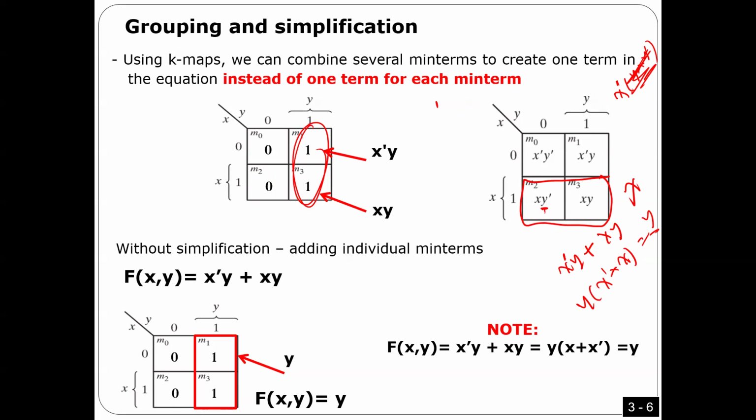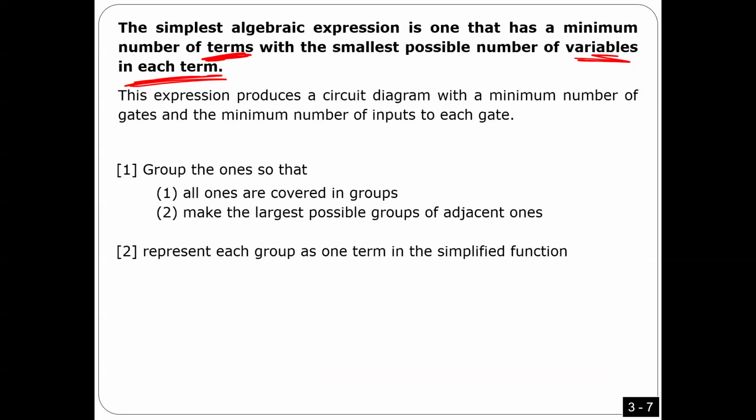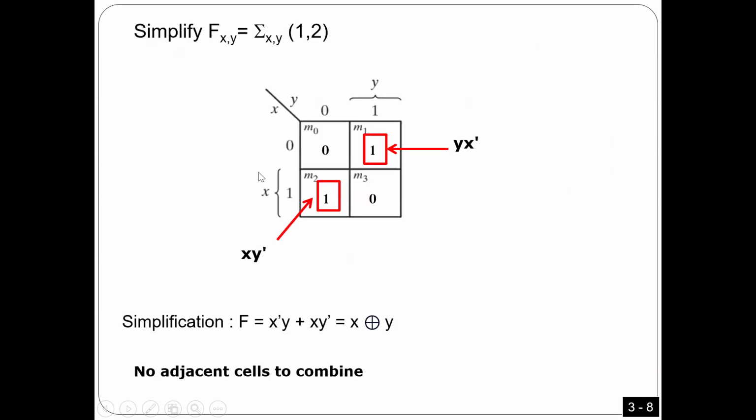To make it the most simplified, number 1, reduce the number of groups. Number 2, you have to make groups as big as possible. Anyways, it's not going to be clear here, but it will be more clear in the case of 3 variables and 4 variables. So here, number 1, you need to cover all ones to get a correct function. Number 2, you have to make the largest possible groups of adjacent ones, as I'm going to explain. I give you several examples here on 2 variables.